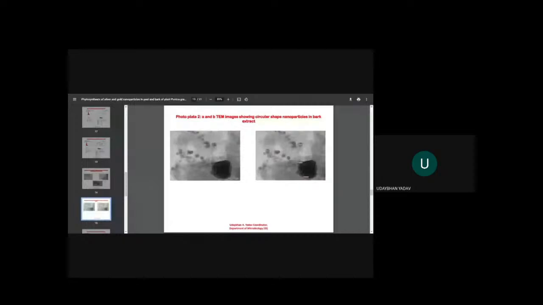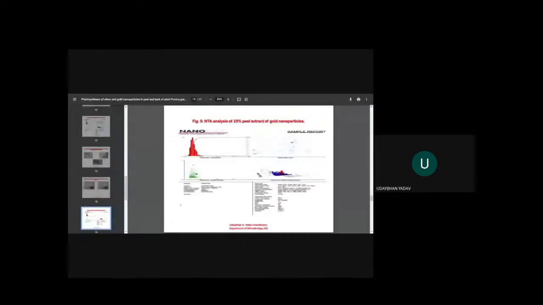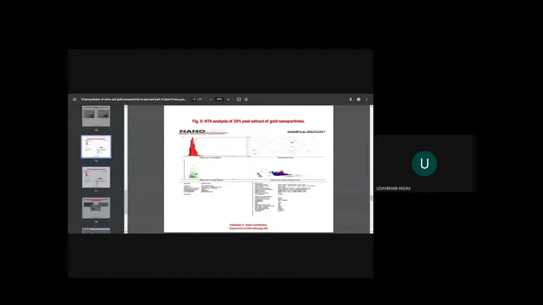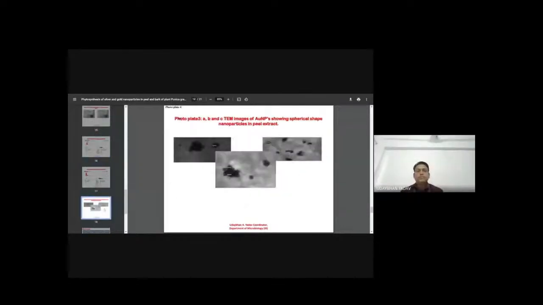This is NTA analysis of particles, where we can find out the particles per frame and the mean size of the nanoparticles. And this is the 25% analysis of bark extract of gold nanoparticles. This photoplate 3ABC is of 10 images of gold nanoparticles showing spherical shape nanoparticles in peel extract.